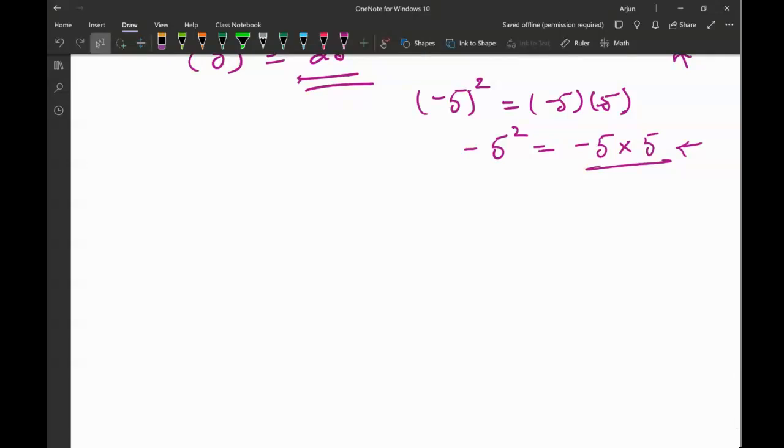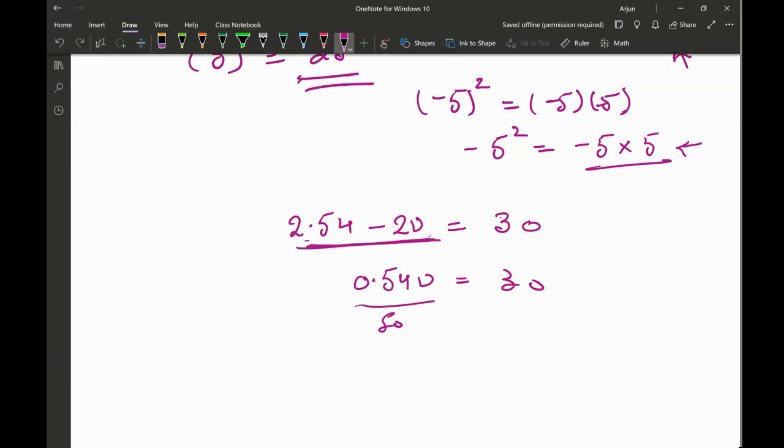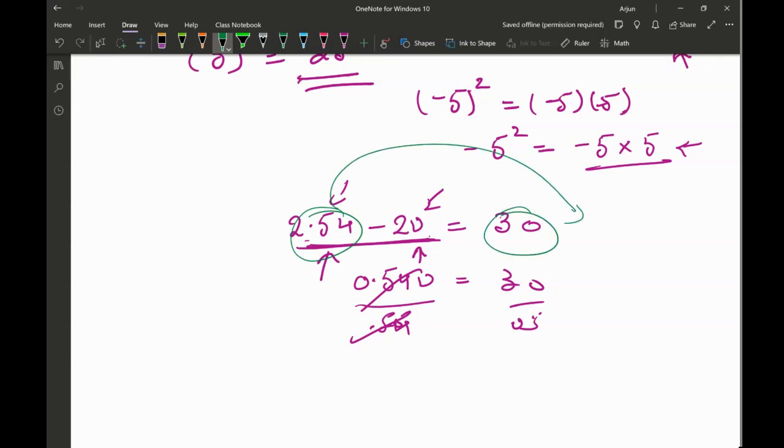All right. So another question I'm going to do here is, sometimes students make a mistake when the equation is something like, let's say, 2.54 minus 2v is equal to 30. What the students do is they start subtracting these two. They will write it as 2.54 minus 2v, that will be 0.54v equal to 30. And then they divide by 0.54. That's wrong. Do not do that. These are not like terms. This has v in it, and this does not.